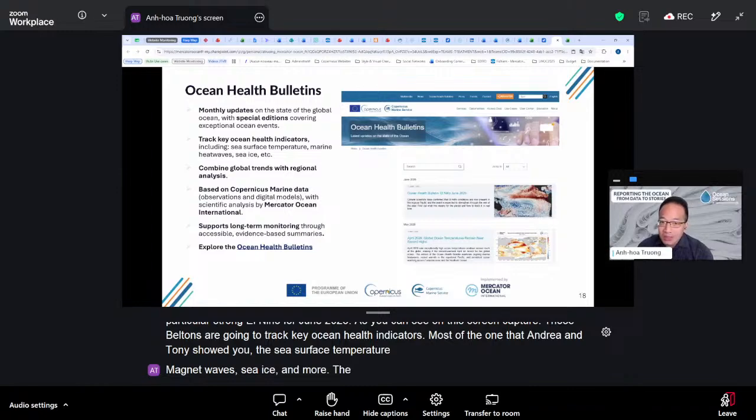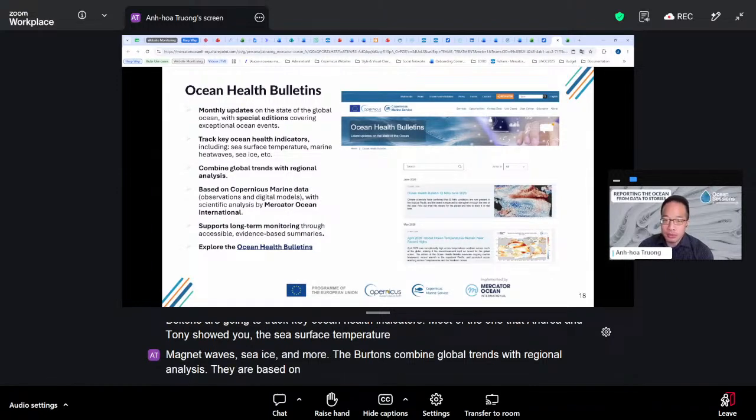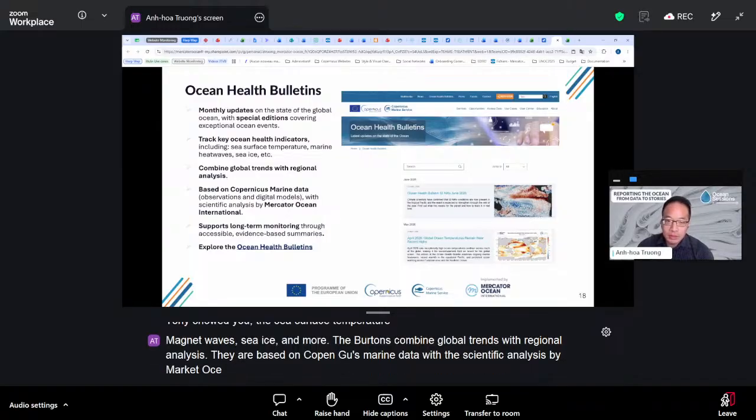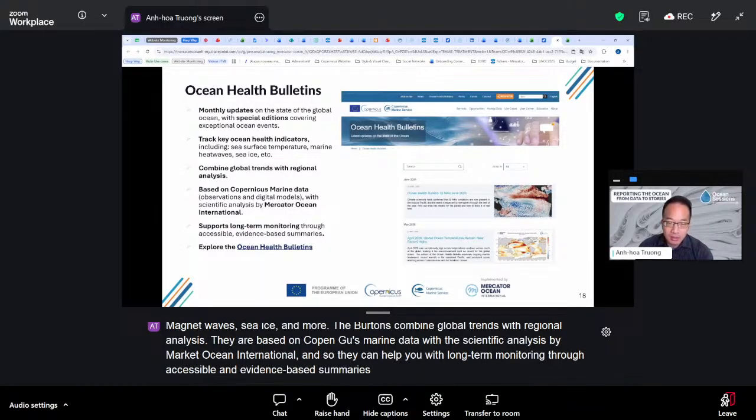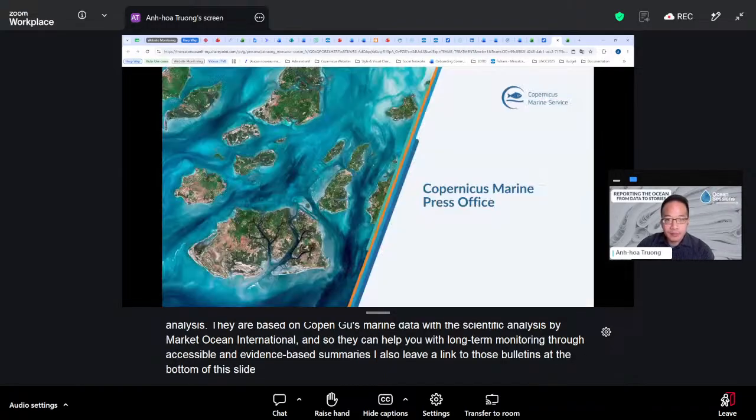The bulletins combine global trends with regional analysis. They are based on Copernicus Marine data with the scientific analysis by Mercator Ocean International. And so they can help you with long-term monitoring through accessible and evidence-based summaries. I also leave a link to those bulletins at the bottom of this slide.